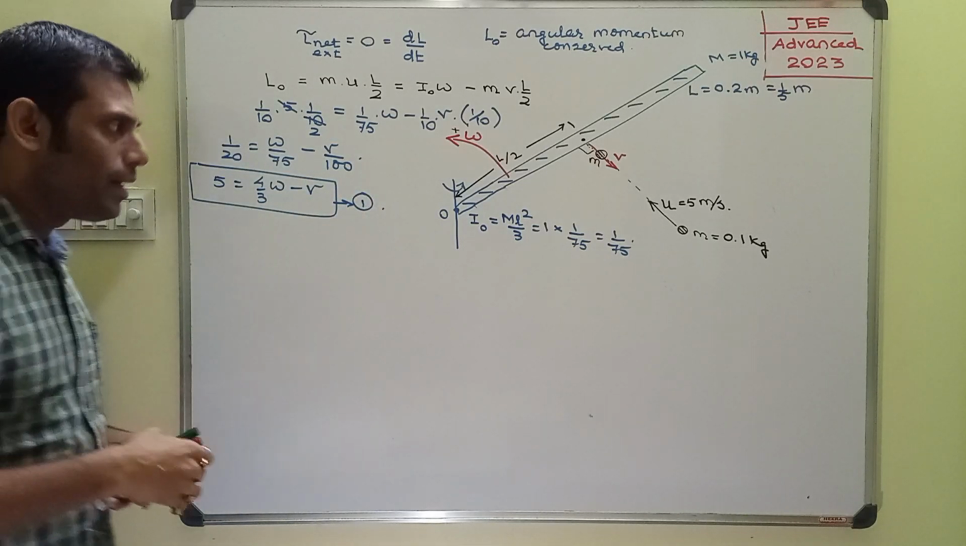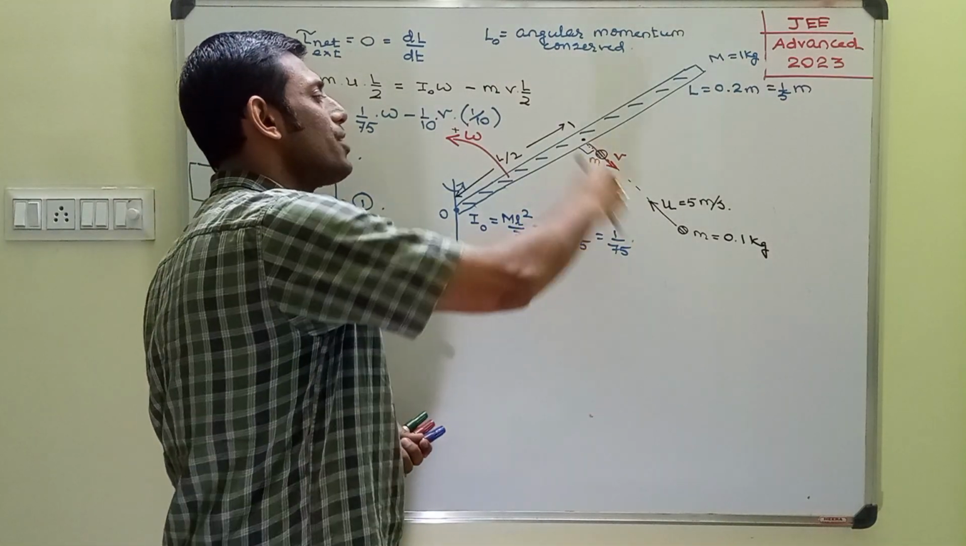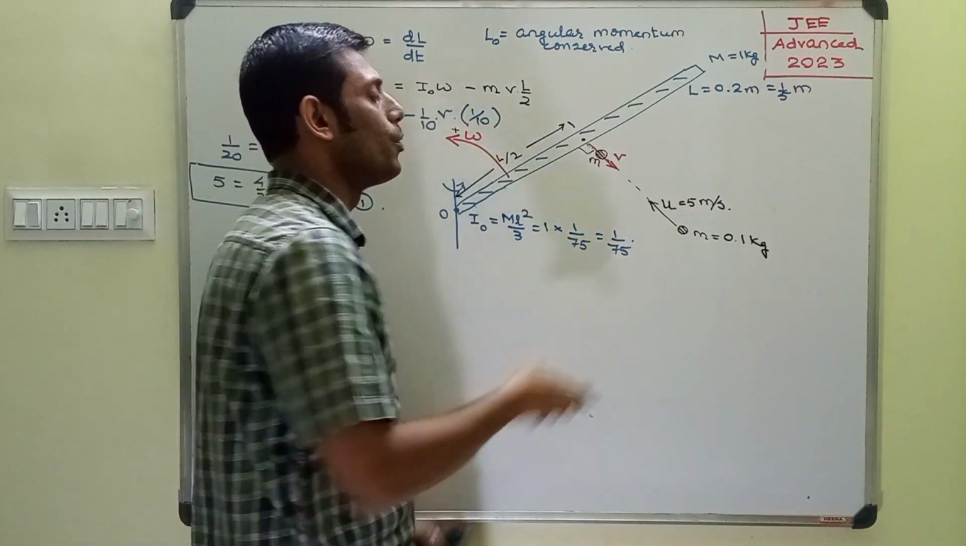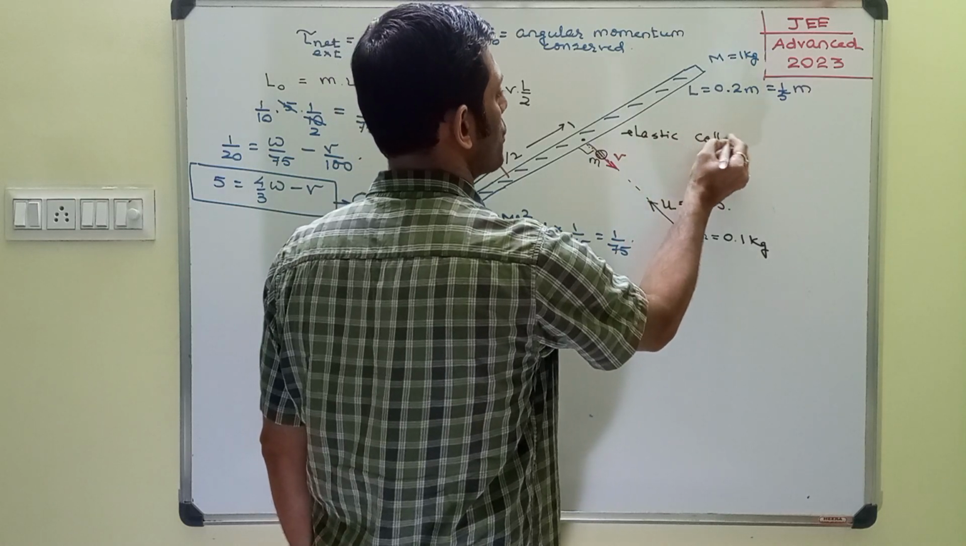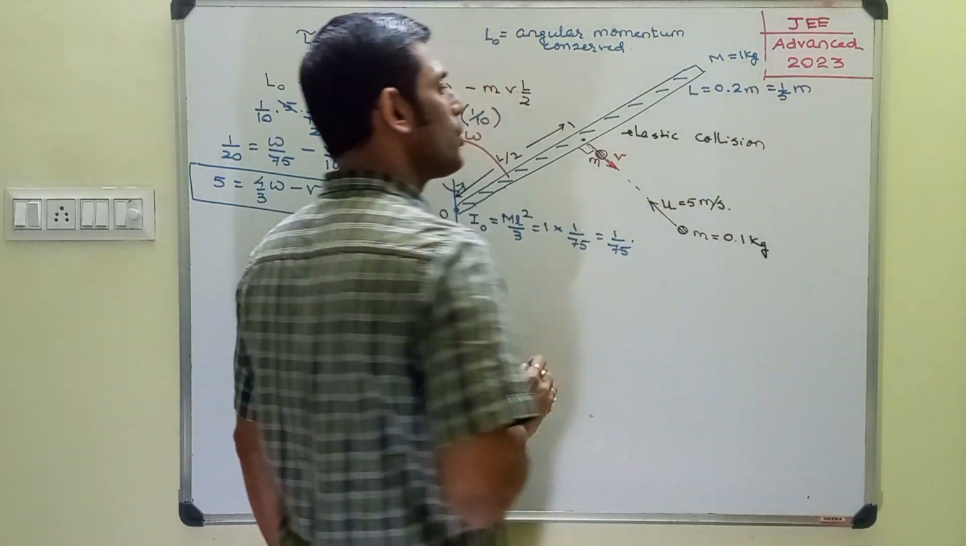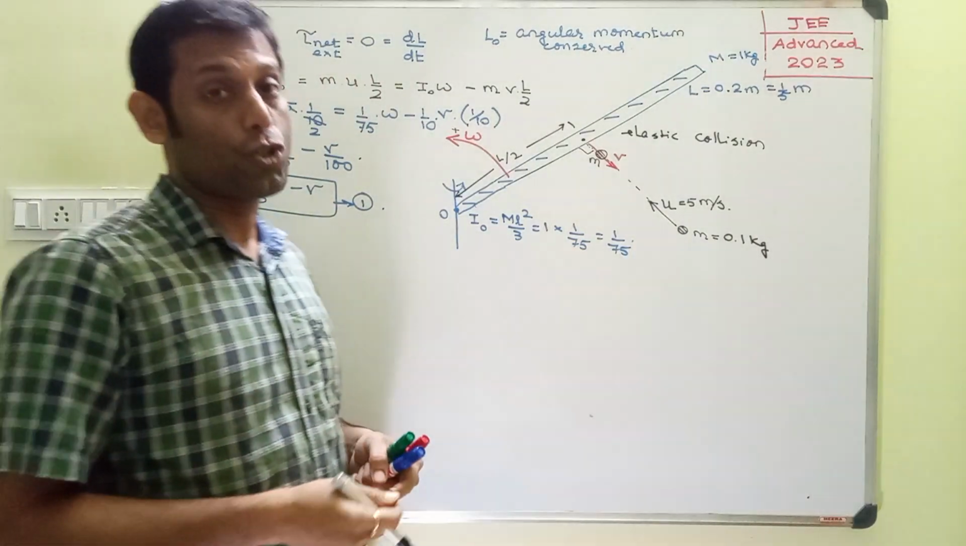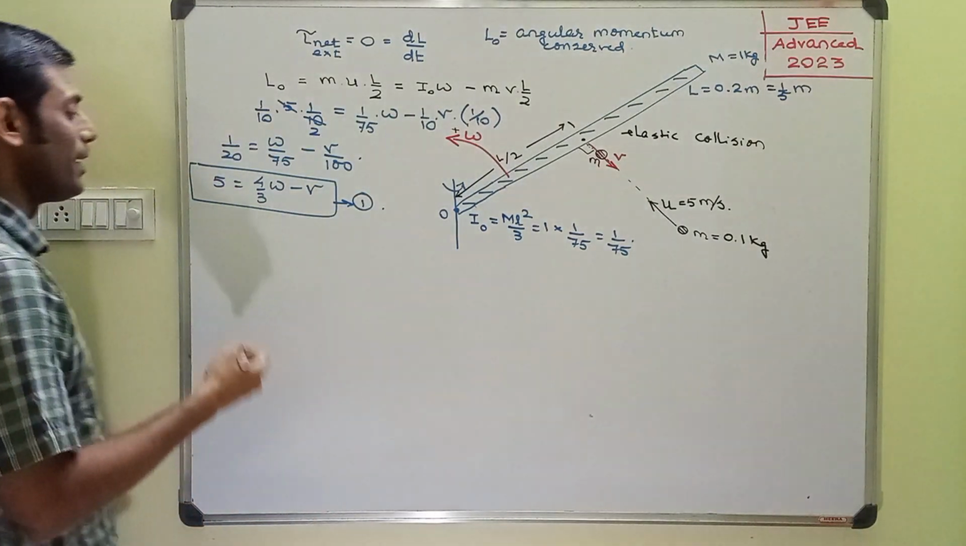Now next is, as this particular object hits and gets back with an elastic collision, as is said in the question, this is an elastic collision. Now if this is an elastic collision, then kinetic energy should also be conserved. Now let's see the kinetic energy situation.